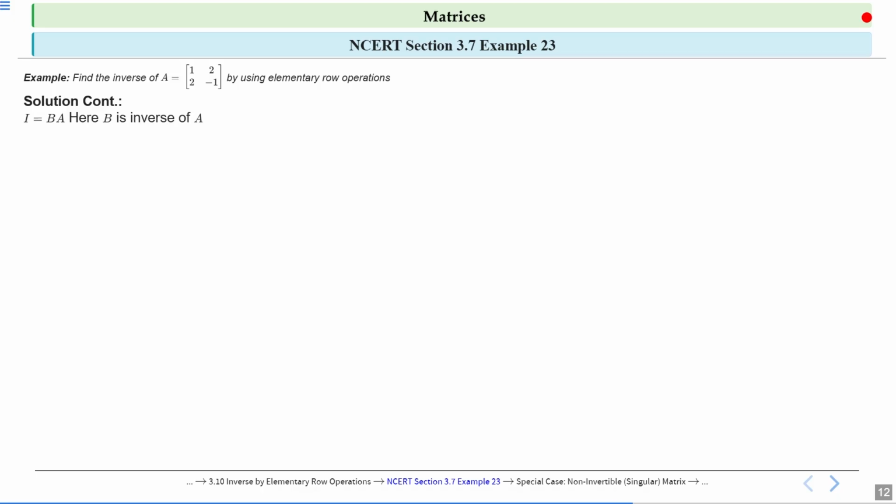So I will be equal to BA, here B is the inverse of A, right? So A inverse will be [1 by 5, 2 by 5; 2 by 5, minus 1 by 5], right?